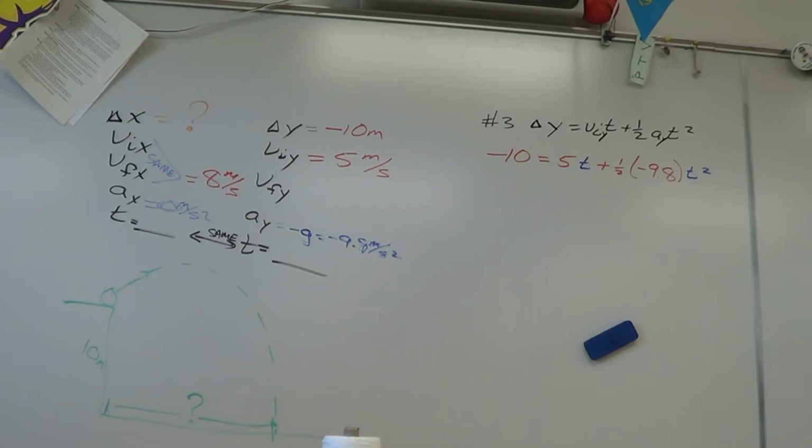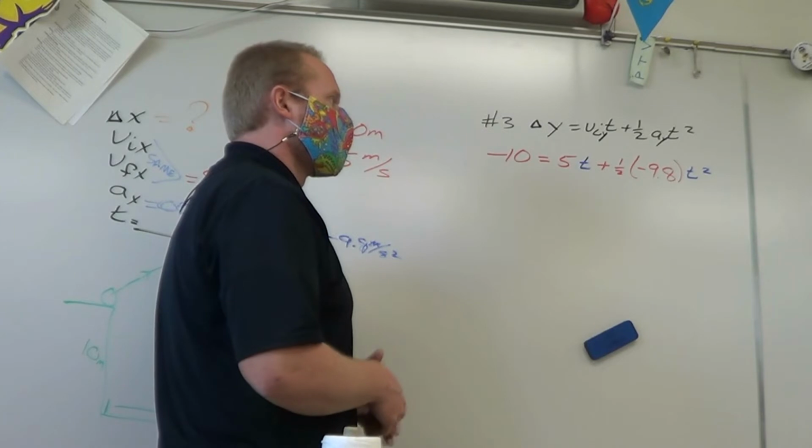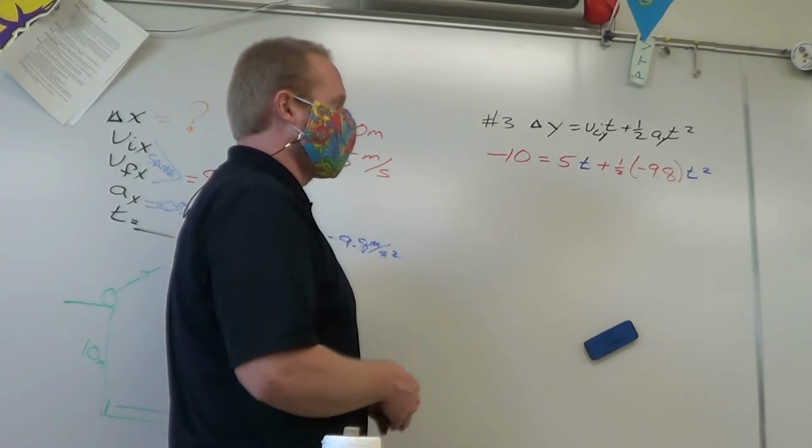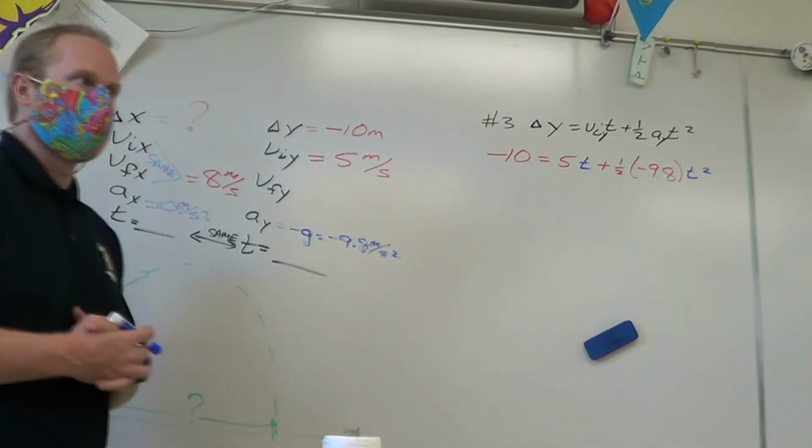What are we trying to solve for? T. How many t's do I have? 2, right? So how many solutions for t are there? There's 2 solutions for t. So you have some choices on how you solve this, and choice 1 is to use the quadratic formula.